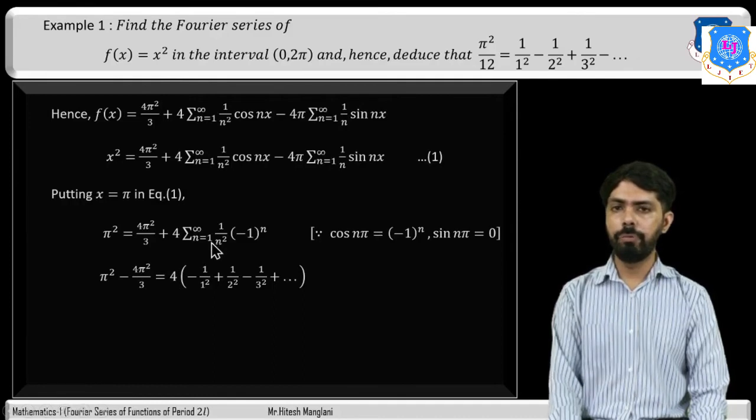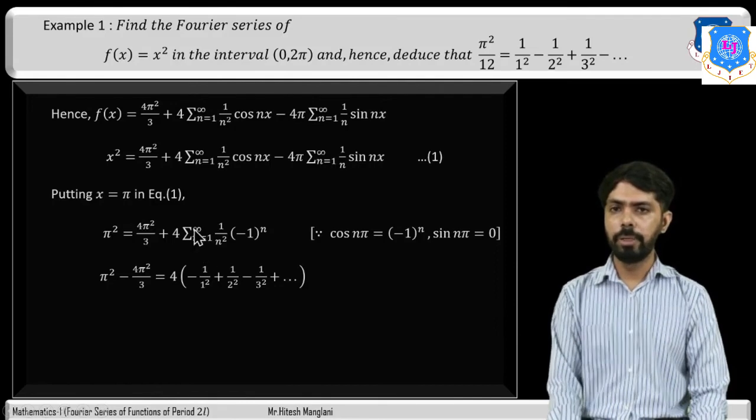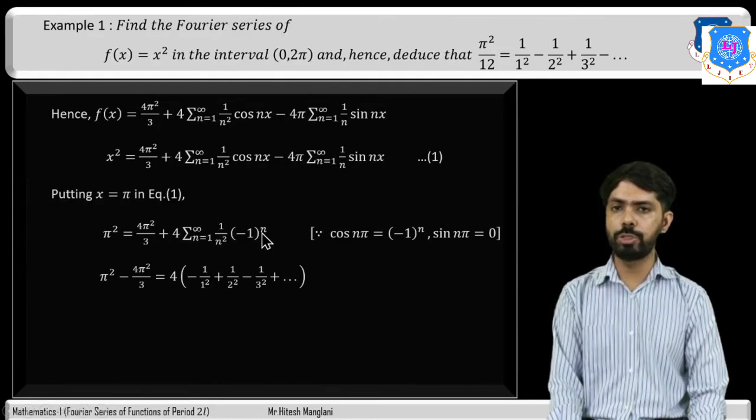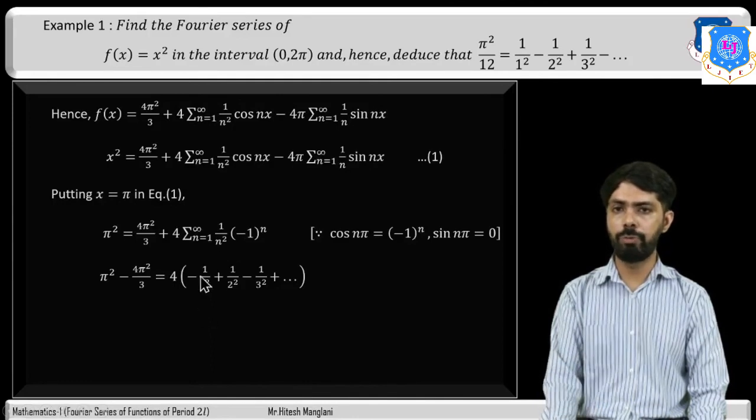Now here we will put different values of n starting from 1. So first of all we will replace n by 1. So here minus 1 raised to 1 divided by 1 square. So minus 1 raised to 1 will be minus 1 divided by 1 square. So the first term will be minus 1 divided by 1 square.